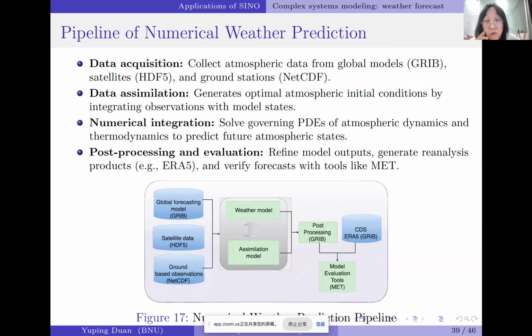The standard numerical weather prediction has 4 main stages: data acquisition, data assimilation, numerical integration, and post-processing and evaluation. The data assimilation combines the observation with a model state to estimate the initial atmospheric condition. The numerical integration then advances the governing equation in time. This integration step is one of the main computational costs.